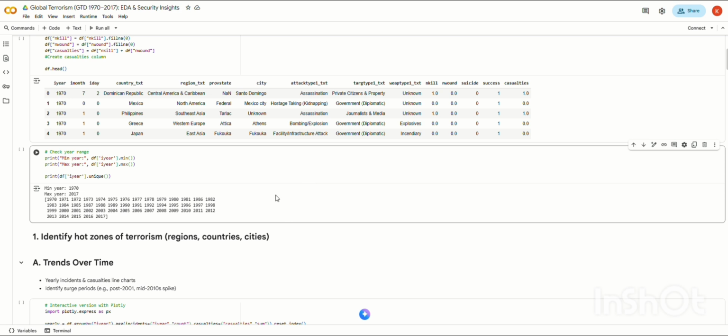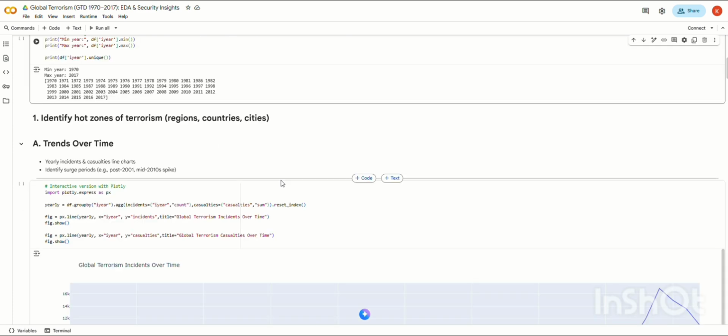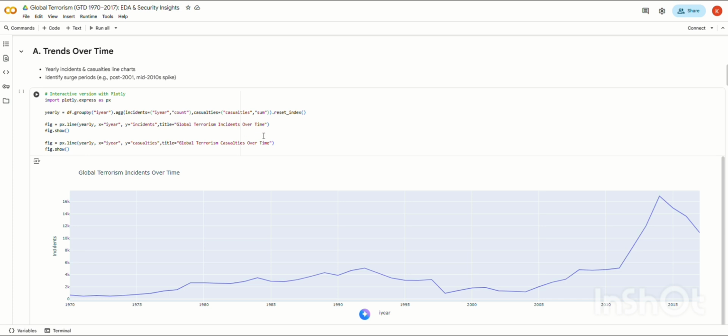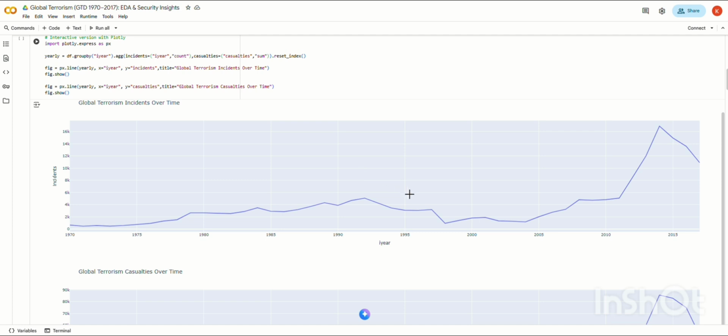Let's start by looking at how terrorism has changed over time. To visualize these trends, I grouped the data by year and plotted both the number of incidents and total casualties. Looking at the yearly trend, terrorism incidents were relatively lower but persistent from the 1970s through the 1990s. Then we notice a sharp rise after 2000 with incidents peaking dramatically after 2010.